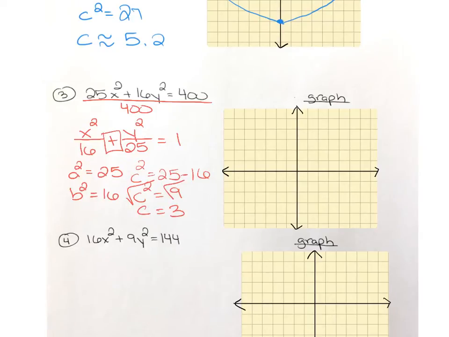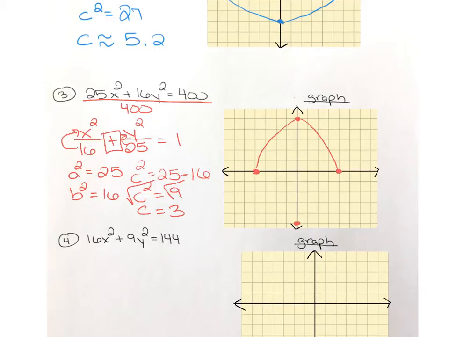So now I'm going to put everything on the graph. Underneath my x, I have a 16, so that's 4 for my b. So I'm going to go 4 to the left, and then I'm going to go 4 to the right. And then for my a, which is underneath my y, I'm going to go on my y-axis up 5. 1, 2, 3, 4, and 5. And down 5. 1, 2, 3, 4, and 5. Okay? All right, then I'm going to create my ellipse.